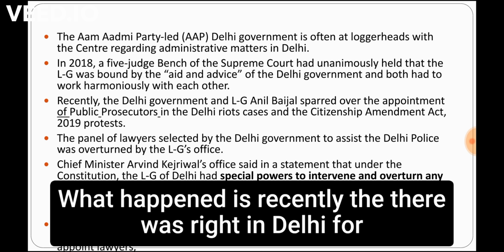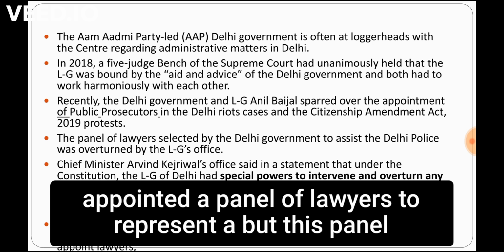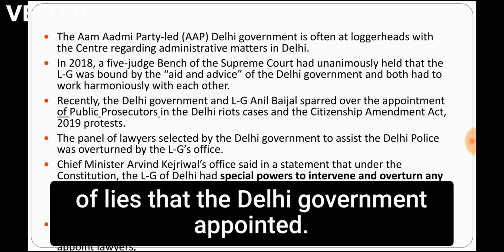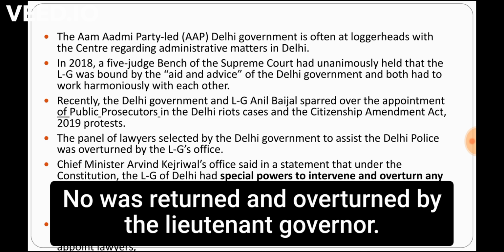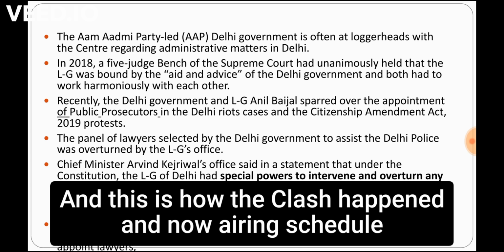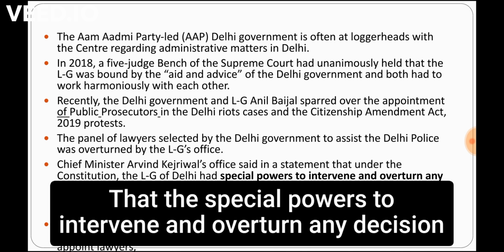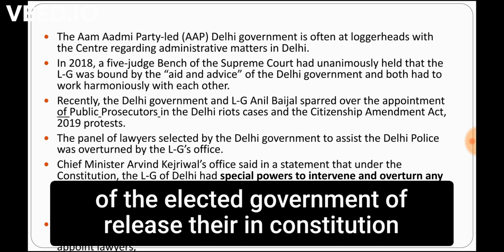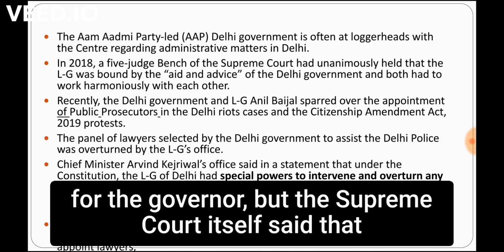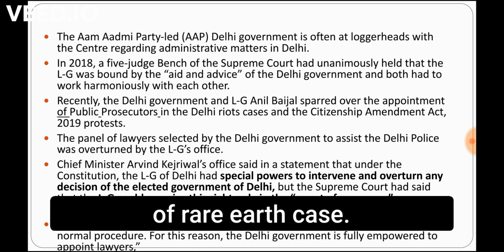What happened is, recently there was a riot in Delhi. For this, the elected government, that is the Arvind Kejriwal government, appointed a panel of lawyers to represent it. But this panel of lawyers appointed by the Delhi government was returned and overturned by the Lieutenant Governor, and this is how the clash happened. Now Arvind Kejriwal is saying, quoting the same phrase of the Supreme Court, that the special powers to intervene and overturn any decision of the elected government of Delhi are there in the Constitution for the governor, but the Supreme Court itself said that the governor should exercise this right only in the rarest of rare cases.